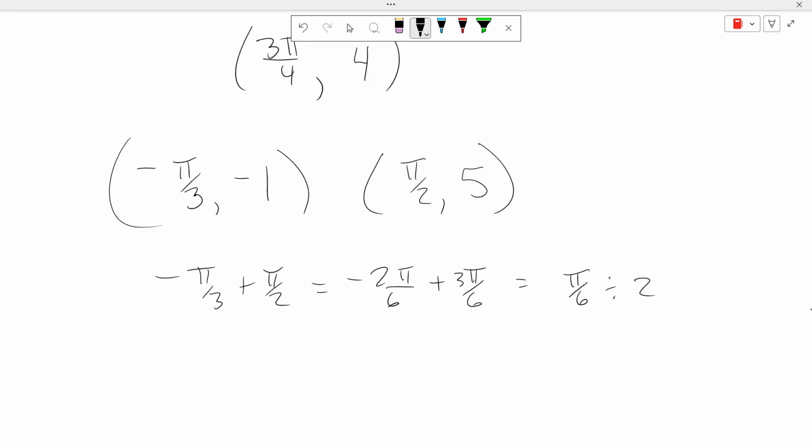When you divide by 2, it's the same as multiplying by 1/2, if you remember your math rules from elementary school. Dividing by a whole number means that you multiply by this fraction. So you get pi over 12. And what's halfway in between negative 1 and 5? Negative 1 plus 5 is 4, divided by 2 is 2.